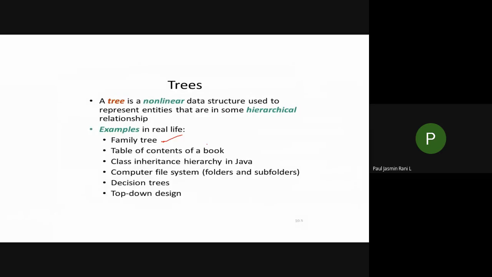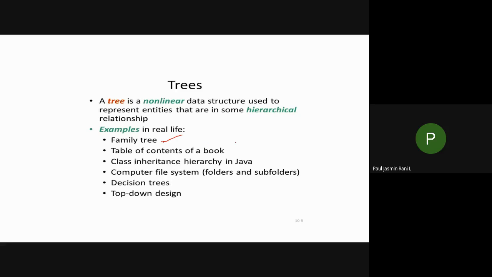Suppose that were implemented in a list data structure, then from the first node to the last node, I would have to search for a particular content, isn't it? So depending upon the application, I'll be using a data structure.